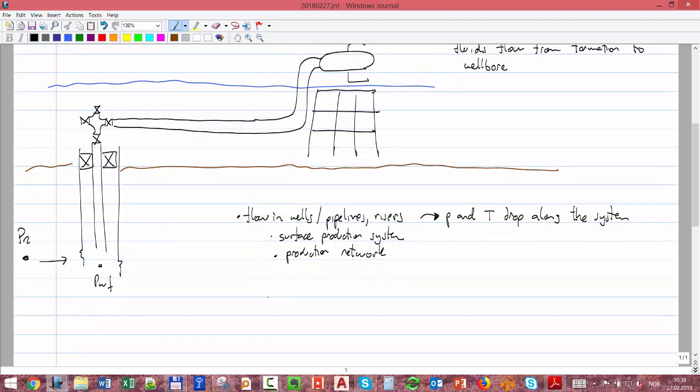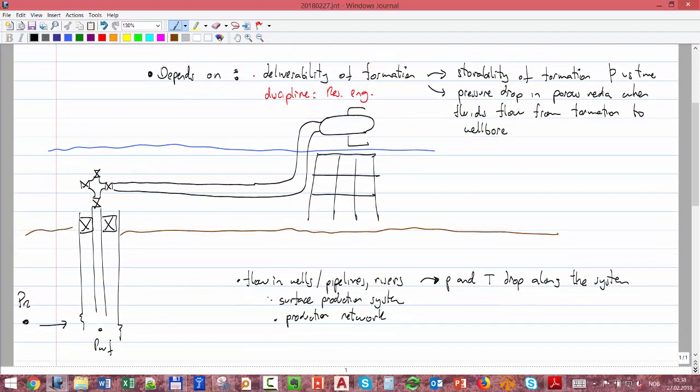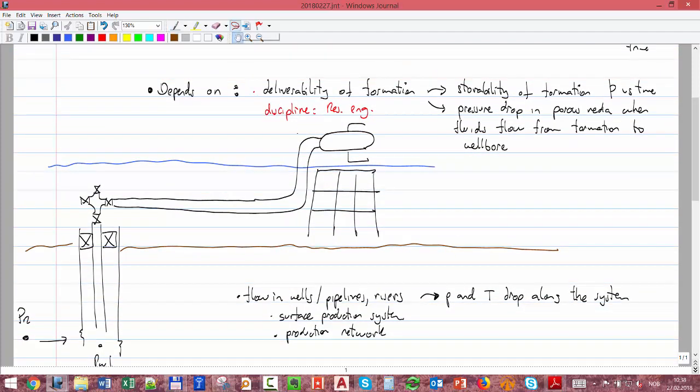So sometimes during the development plan, you just look at this part, the deliverability of the formation. You make a model of your reservoir, and there might be different ways to represent it, but you can use a reservoir simulator. A reservoir simulator is usually 3D, and first you discretize your formation.